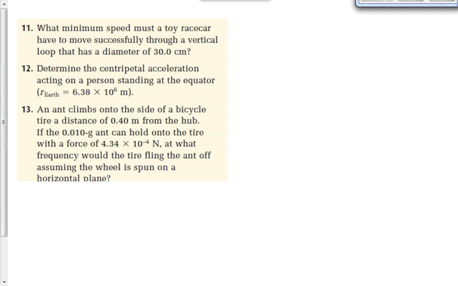Number 11 says, what's the minimum speed a toy race car must move to successfully go through a vertical loop that has a diameter of 30 centimeters. So it's going like this. If we're talking about a minimum speed, it's going to fall out at the top, right? You don't have to ever worry about the toy car falling off the loop elsewhere. If it's going to fall out, it's going to fall out at the top.